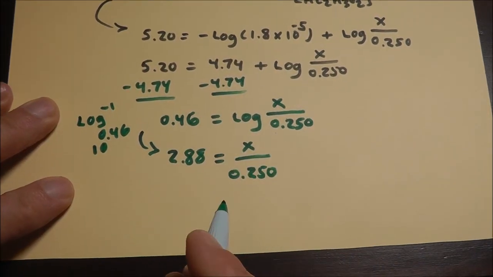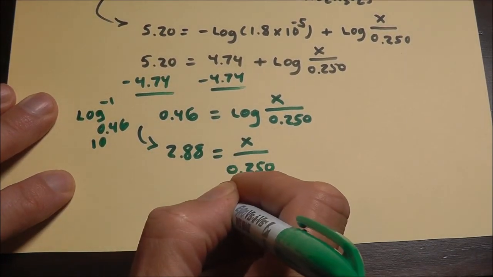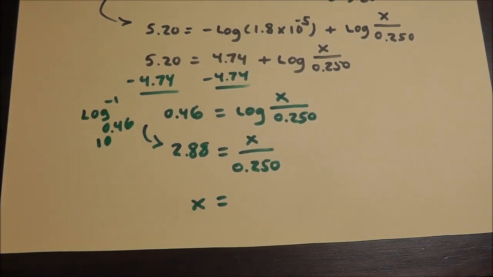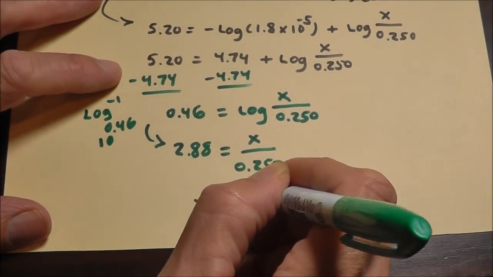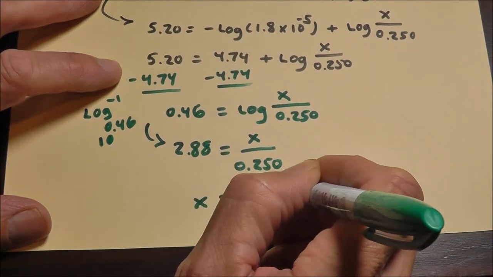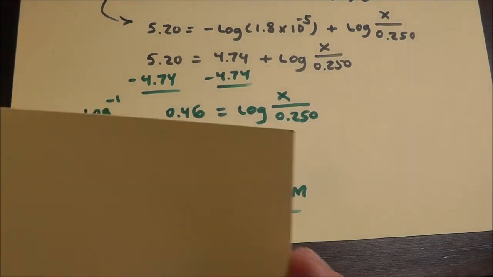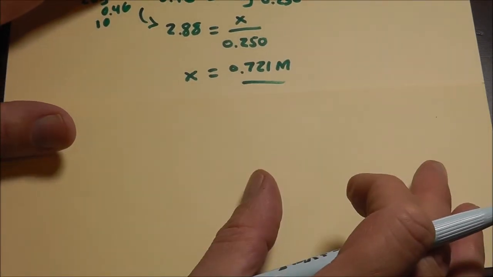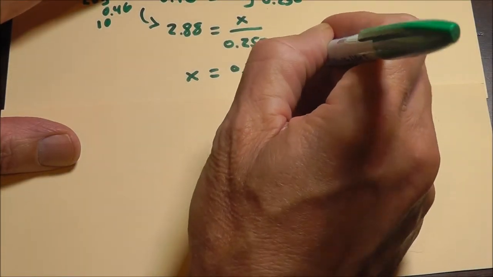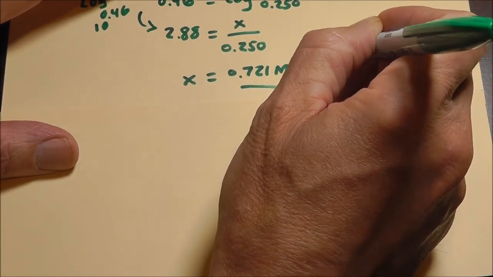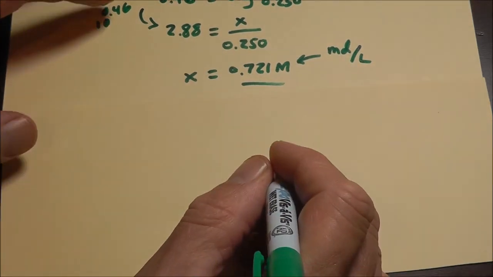And it feels like we're done, but we're not. Multiply both sides by 0.250. And 0.721 molar is the concentration of the acetate ion. And so let's finish this sucker off. This is moles per liter. Don't forget to go back and read the problem over again.